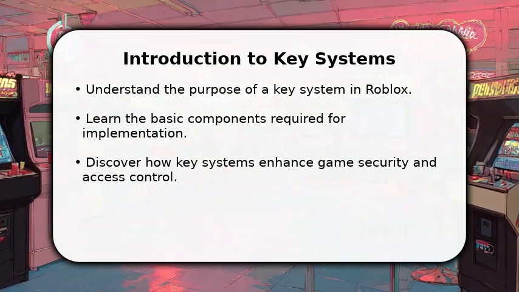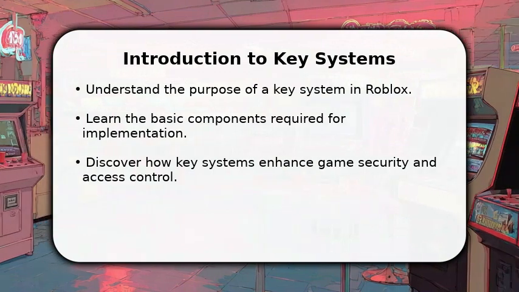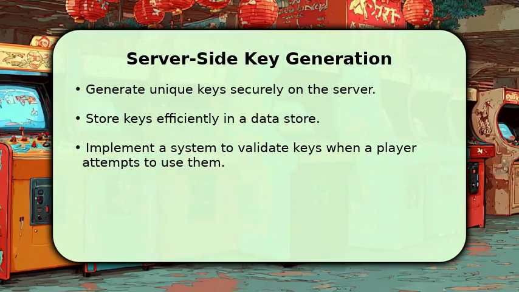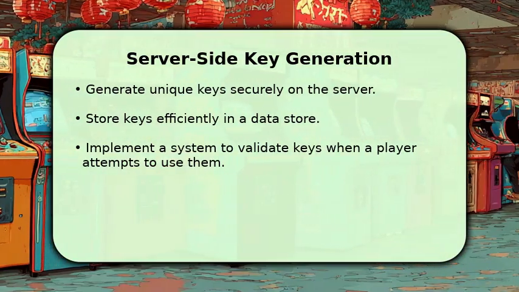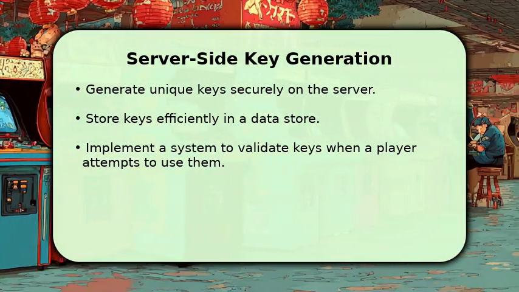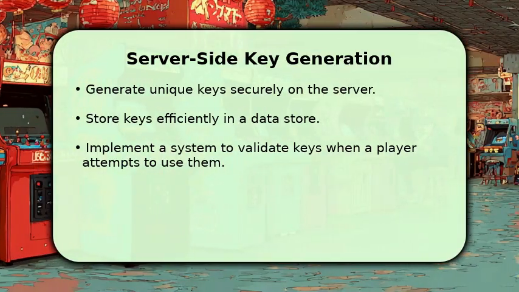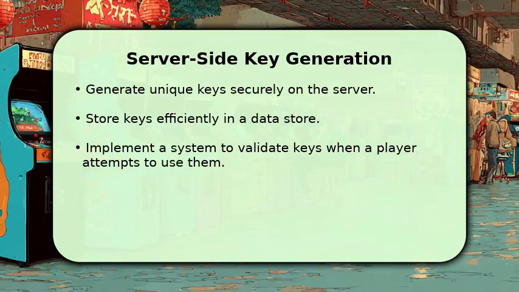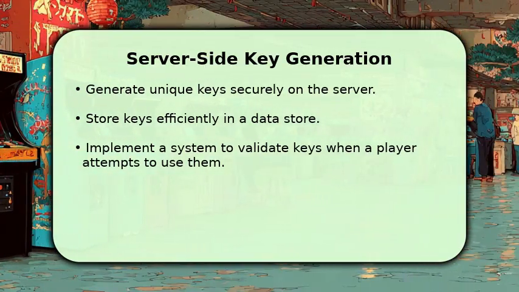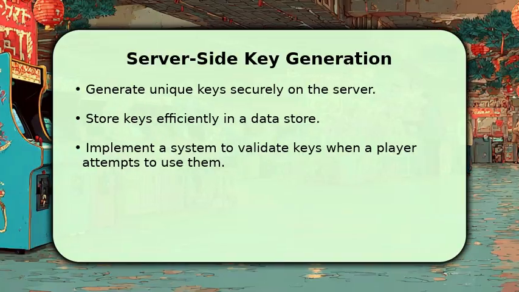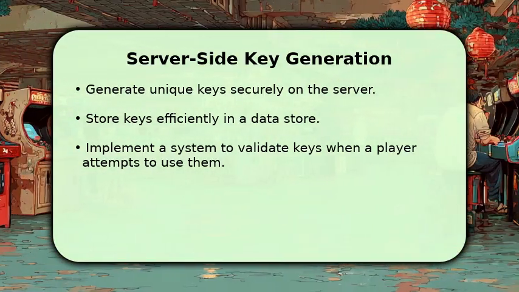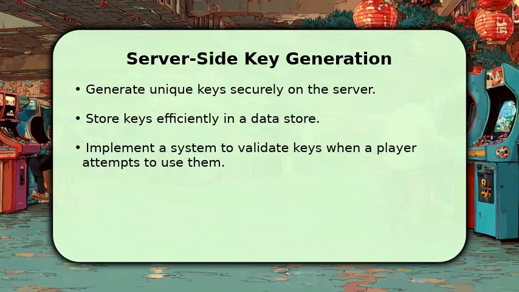We'll cover the essential components needed for a robust system. On the server side, you'll generate unique keys, perhaps a string of 16 alphanumeric characters, ensuring each is distinct. Store these securely in a Roblox data store, associating them with their status, like active or used. When a player submits a key, your server script will query the data store to verify its existence and validity, preventing unauthorized access to your exclusive content.